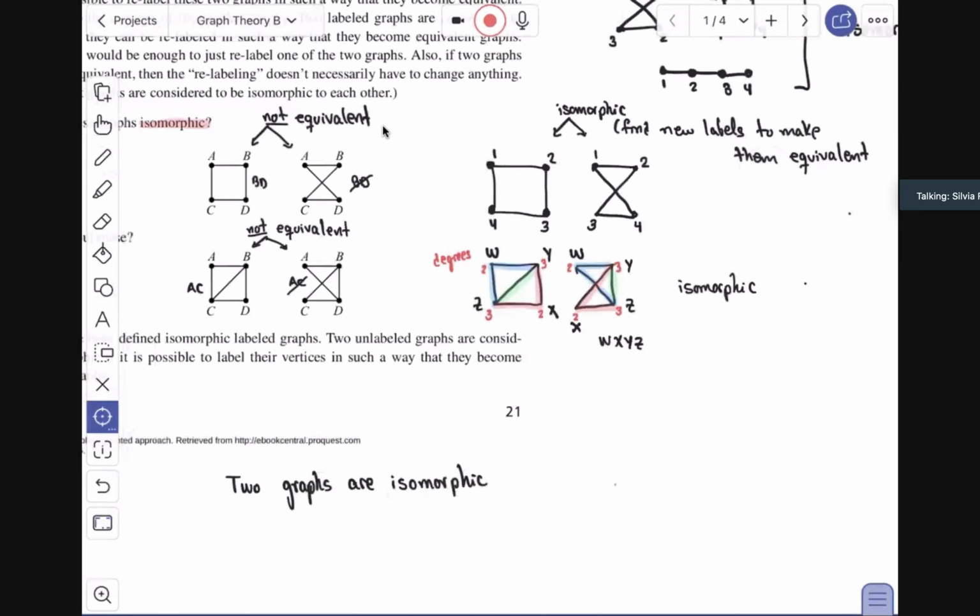To prove that two graphs are isomorphic, we completely disregard whatever labels they gave us and just relabel them. You can use the same labels, A, B, C, D, if you want, but you can choose whichever labels you want and label both so that they become equivalent. So if they ask, is it equivalent or not, we will say no, but if they ask if it's isomorphic, we will say yes. So they're not equivalent, but they are isomorphic.